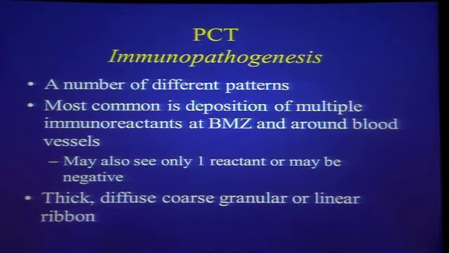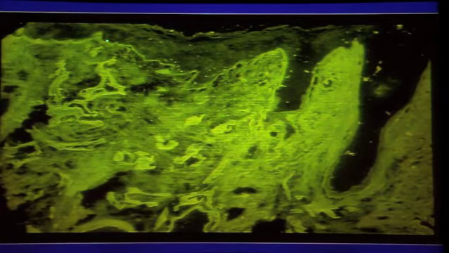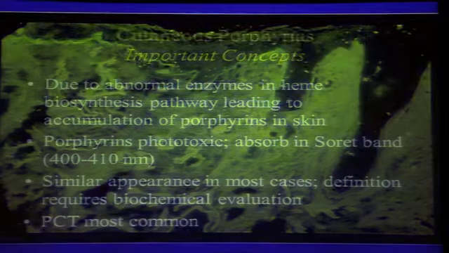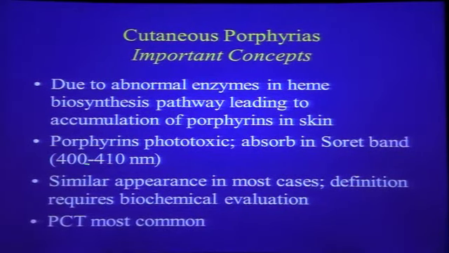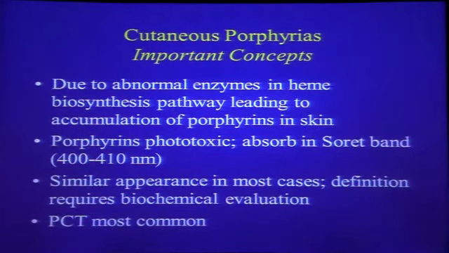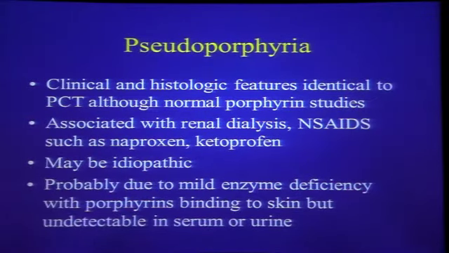You can get deposition of immunoglobulin and complements, often multiple around blood vessels and at the DEJ. Here's a nice example of what we see. It's usually this kind of thick ribbon of binding with the blood vessel involvement here as well. Well, sometimes it's negative, but usually it's positive. And these are due to these abnormal enzymes in the heme biosynthesis pathway that absorb in this classic Soret band. And if you're taking boards, you can just pretty much bet that's going to be on there.